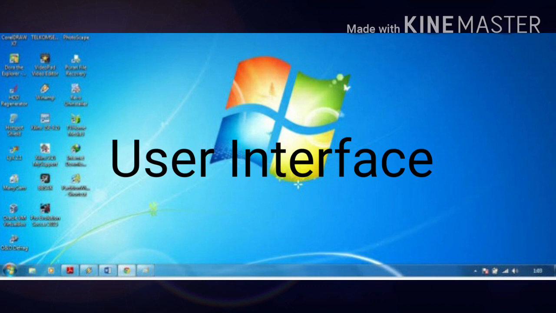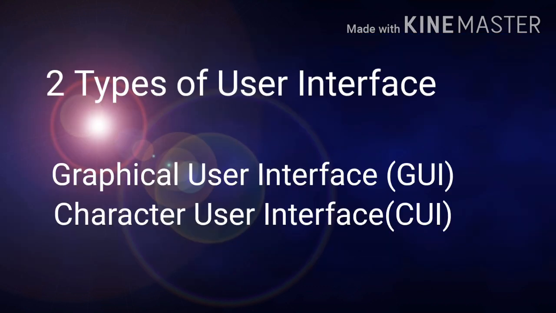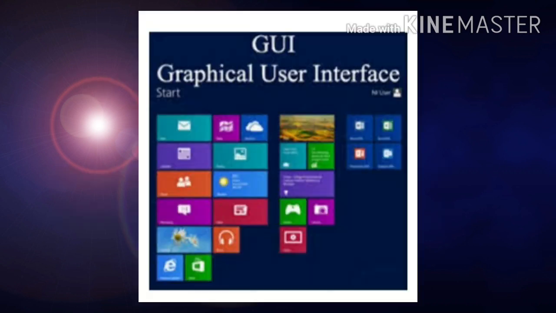And there are two types of user interface: graphical user interface and character user interface. So, I will show you the image of graphical user interface. This interface makes use of pictures on the screen, and we have to use mouse and keyboard to interact with this interface. And menus, icons, buttons and tools are there to make our work easier.